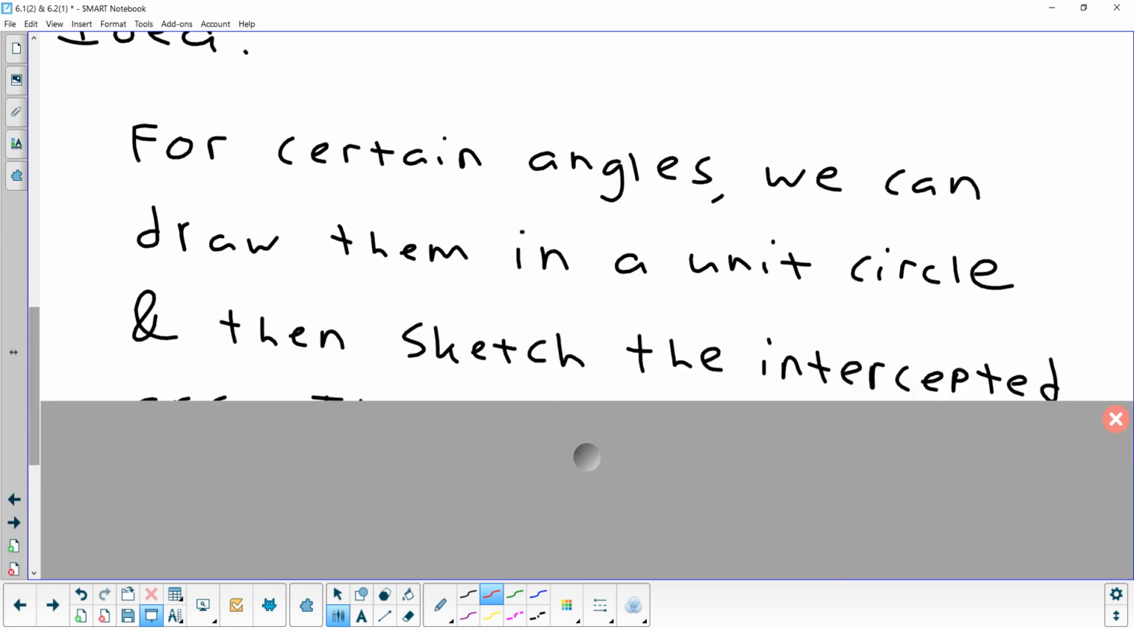Okay, so for certain angles, and by certain angles, I mean angles that are multiples of 30 and 45, the unit circle isn't something we would use for just any angle. It's really only used for 30s and 45s. And it's a very important concept for calculus. Right? If you don't know the unit circle when you get to calculus, you're going to get very stuck with very basic trig problems.